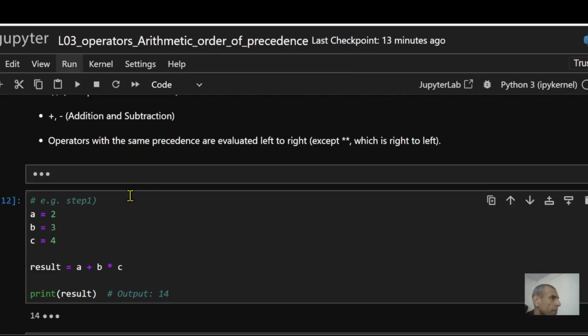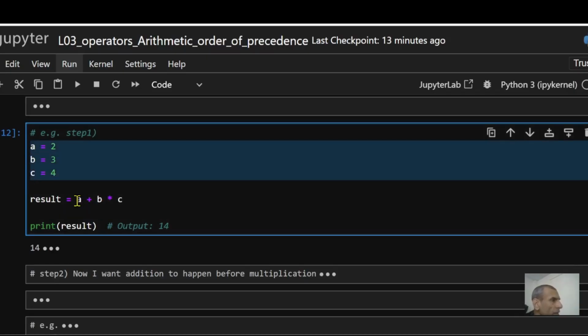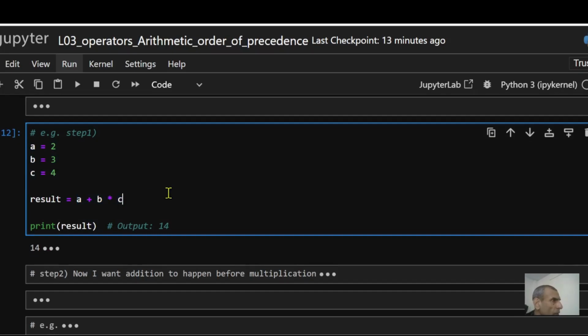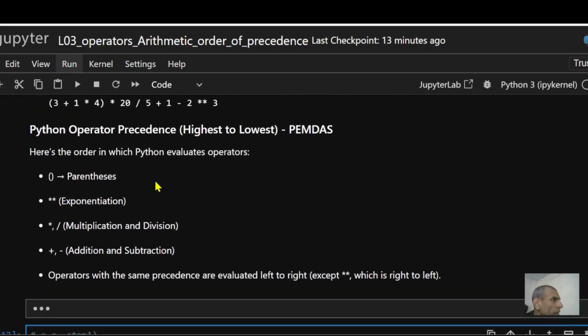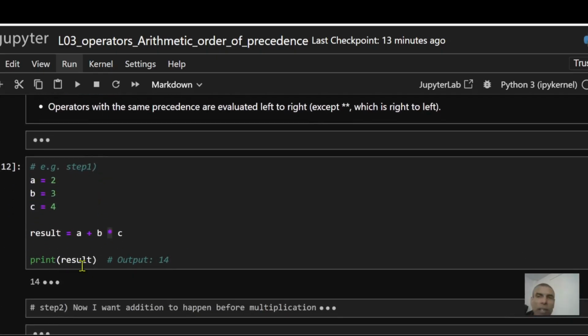So let's look at this example. Suppose my a, b, c is defined by these values right here, and I want to calculate this result, a plus b times c. Well, in this case, I have a plus and I have a multiplication. So which one should I perform first? Well, Python is going to look at these rules right here. According to these rules, multiplication happens first and then you have addition. So Python is going to perform multiplication first. In other words, it's going to do b times c. So your b is 3 multiplied by c, c is 4. So this comes out to be 12.